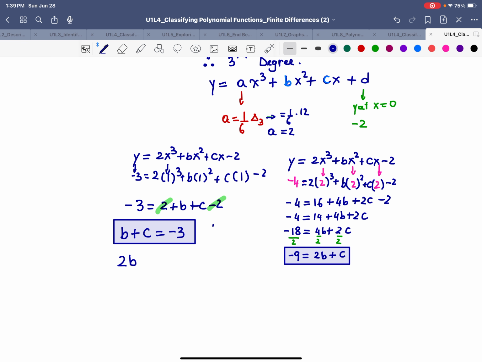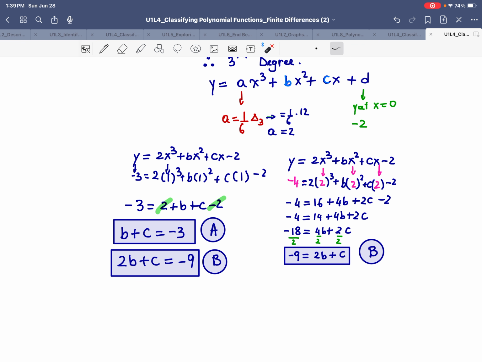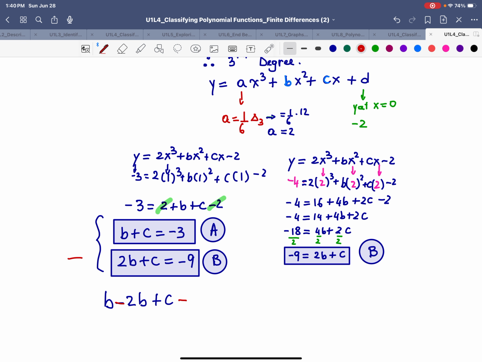So I'm going to call this equation A, and I'll call this equation B. And I will bring them closer to each other. So 2b plus c equals negative 9. So this would be our equation B. And as you can see here, we have the same coefficient for c, which means that we can solve this system of equations by using the elimination method with subtraction. So we have b minus 2b, and then plus c minus positive c equals negative 3, and then minus negative 9.